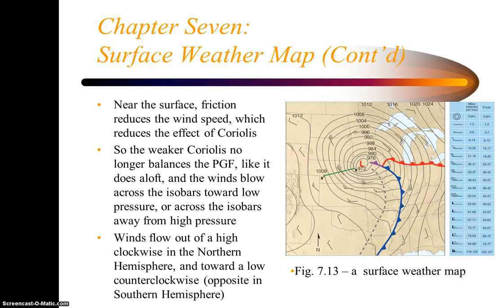Near the surface, friction reduces the wind speed, which reduces the effect of Coriolis. So, the weaker Coriolis no longer balances the pressure gradient force like it did aloft when you didn't have to account for friction. And the winds blow across the isobars toward lower pressure at weird angles toward the low pressure, or they blow away from a high pressure if that's the case. This map I've shown you before, but it shows a very intense low pressure system. And you can see how the wind sticks are not at right angles to the isobars. They're at weird angles, not just because of weakened Coriolis, but because of increased friction with the surface.